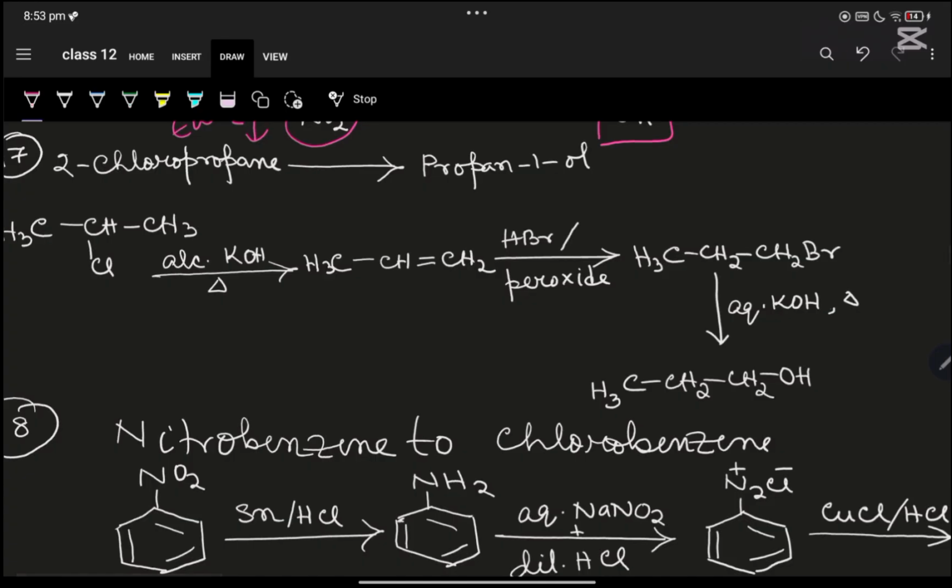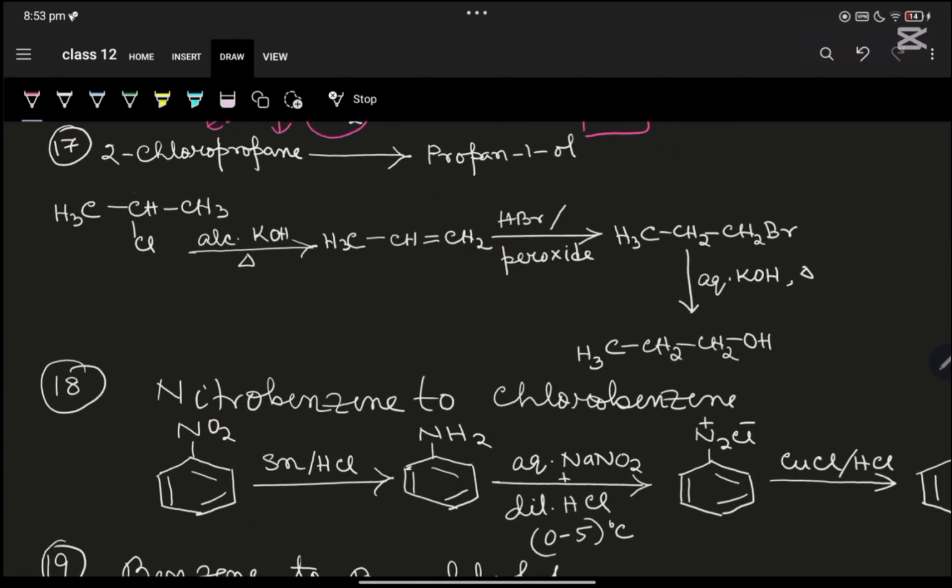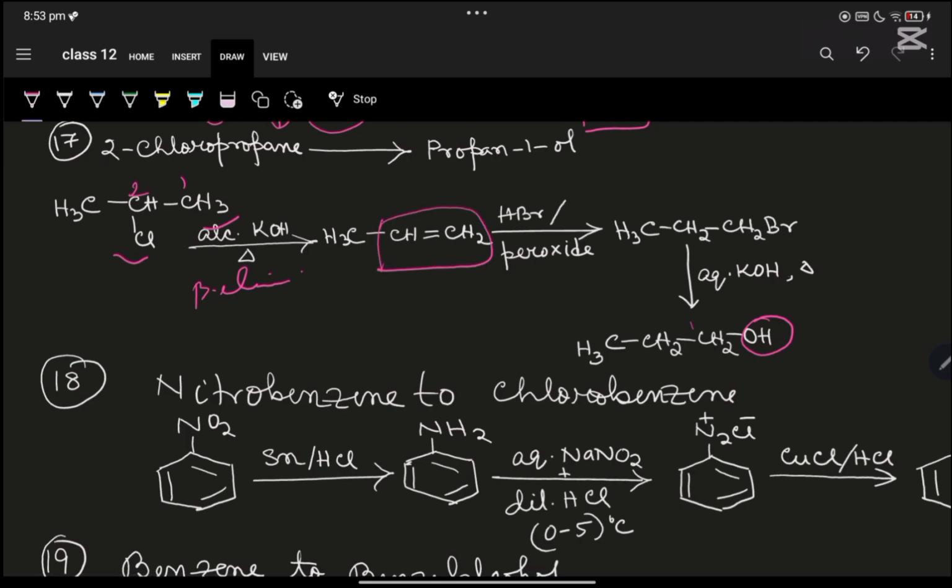Okay, 2-chloropropane to propan-1-ol. So in the 2 position there is chloro, but you need OH in the 1 position. So what to do? First you give alcoholic KOH, heat, a beta elimination reaction, and Cl and H are removed and you get a double bond over here. Now in order to get OH, you cannot do it directly.